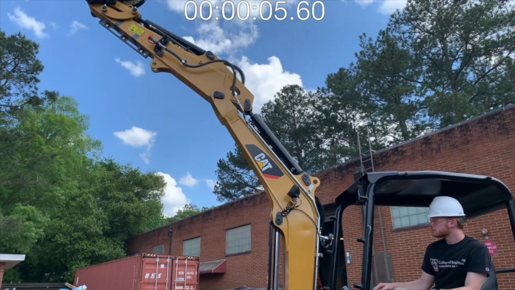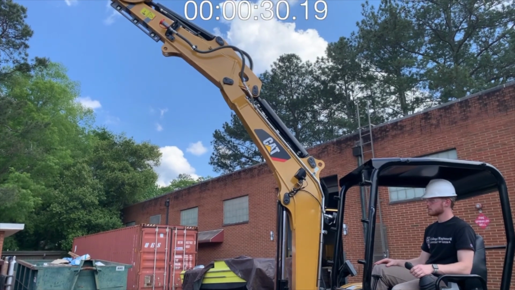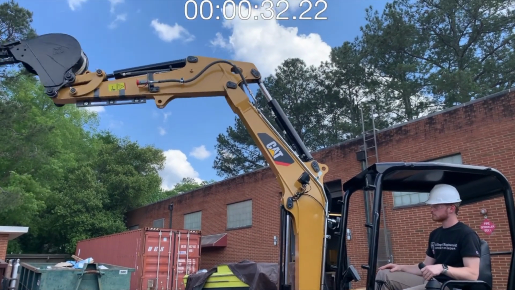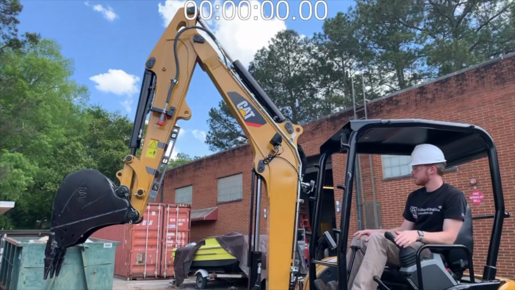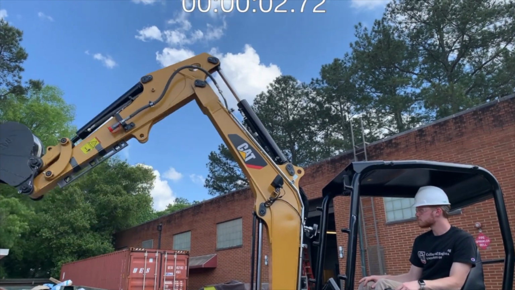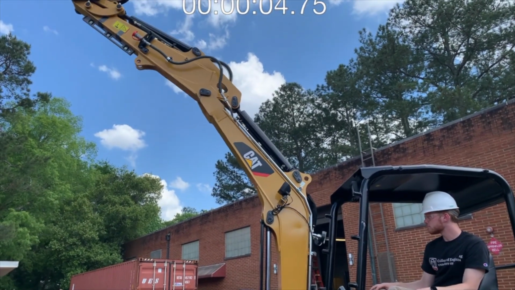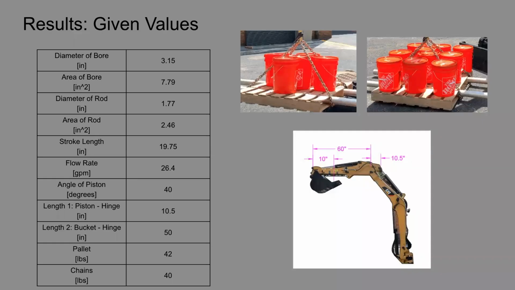And using the time along with the stroke length that we measured, we could develop an experimental velocity of the stick cylinder and then compare this to the velocity values predicted by the hydraulics equations that were mentioned earlier. And then by comparing them, we could figure out what the error was and how far off our experimental was from the theoretical.